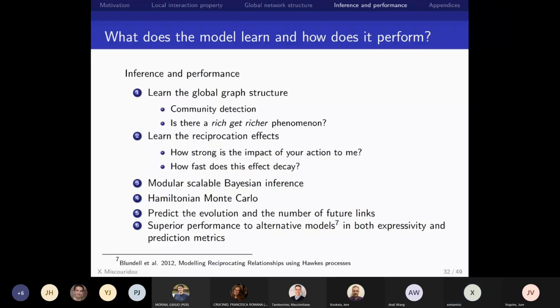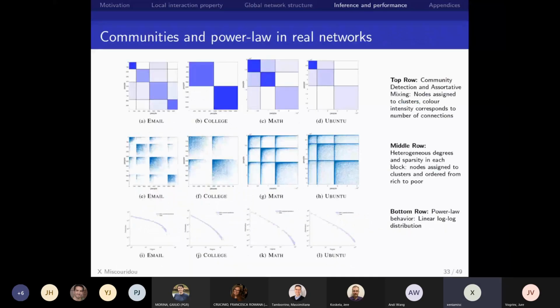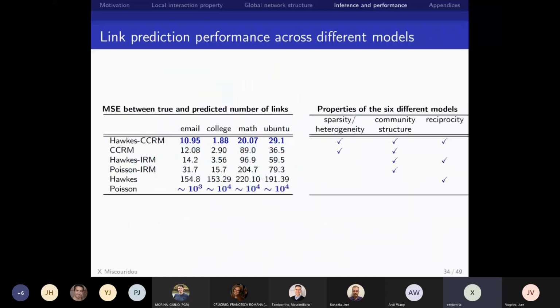how good this is. So actually, these numbers here don't really make sense, but on the table on the left, this is just the mean square difference between the true number of links, so the sum of all the links between all the pairs, and the predicted ones from the model. This is compared across two different benchmarks, but also a very competitive model in literature, the one I call Hox IRM.